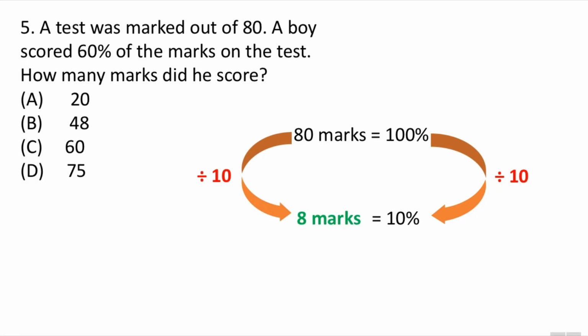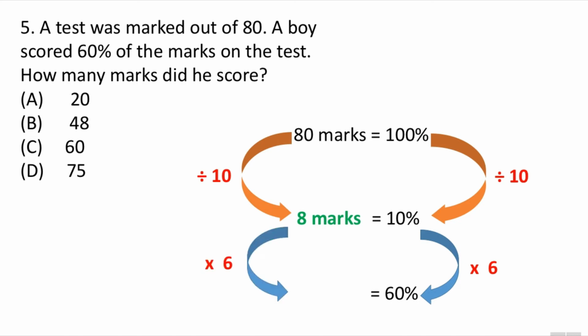So 10% is equal to 8 marks, which means I can go ahead and work out 60%. If I multiply the 10% by 6, that will give me 60%, which means I can also multiply the 8 marks by 6, and that would give me what the 60% represents. So 8 times 6 is equal to 48 marks, which means my answer is B.